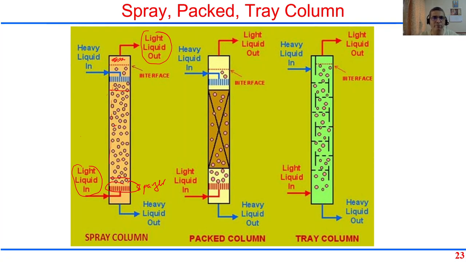You would have a certain amount of back mixing in the continuous phase, the heavy phase in this particular case, so that back mixing could be prevented by having packings. So you could call it a packed column, just like in gas liquid absorption, we use a packed column. Or you could have a sieve tray column.